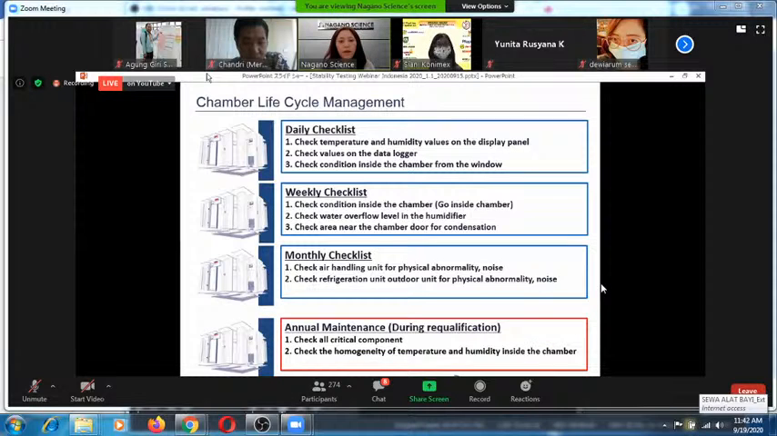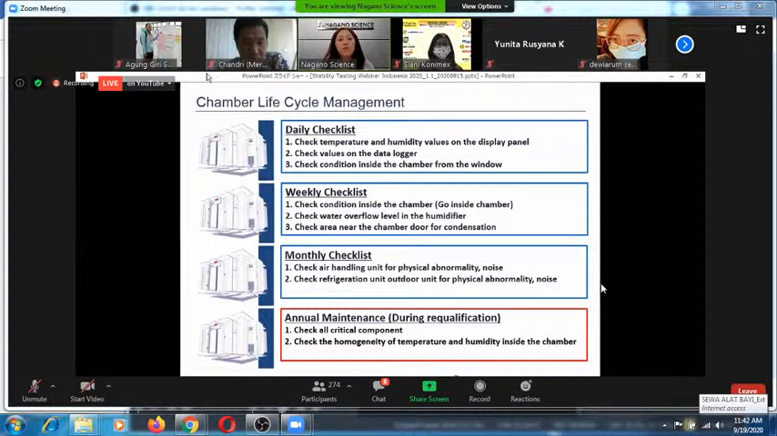And then we also do the annual maintenance during requalification. At this point, we check all the critical components, which are very important to keep the chamber running, and check the homogeneity of temperature and humidity inside the chamber.